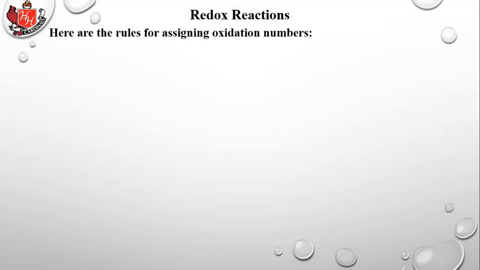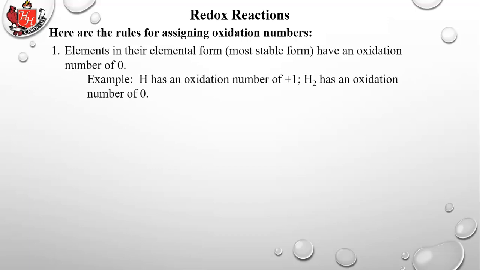Here are the rules for assigning oxidation numbers. You'll be given a copy of this. They seem a little bit involved, but don't worry, they're not as hard as they seem. So 1, elements in their elemental form, most stable form, have an oxidation number of 0.